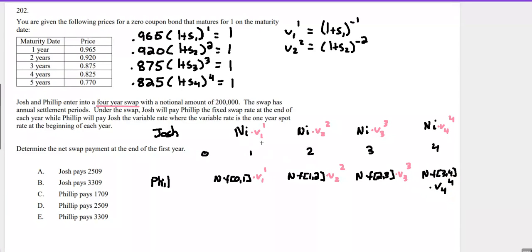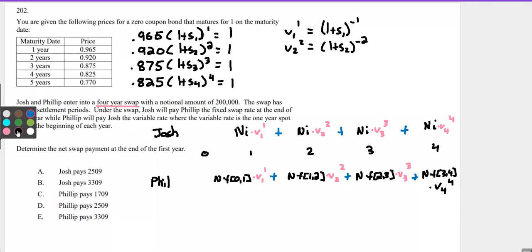Okay, so what's our strategy to find the fixed interest rate? We're going to sum the present value of these. We already have it in terms of present value. We're going to sum these, and they're going to be equal to each other. The present value of the fixed interest rate payments is equal to the present value of the variable interest rate payments. Now, here's one really interesting thing I want to point out.